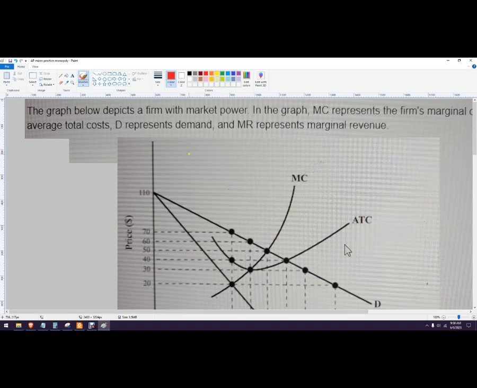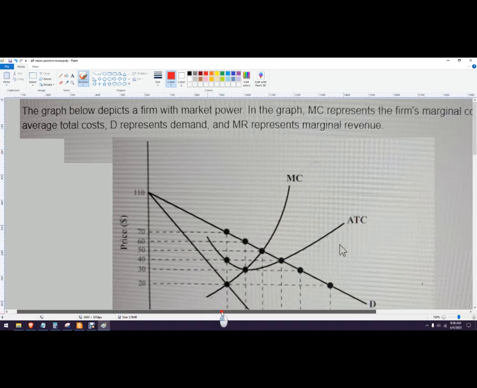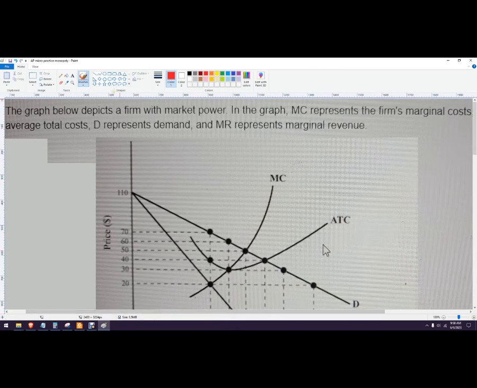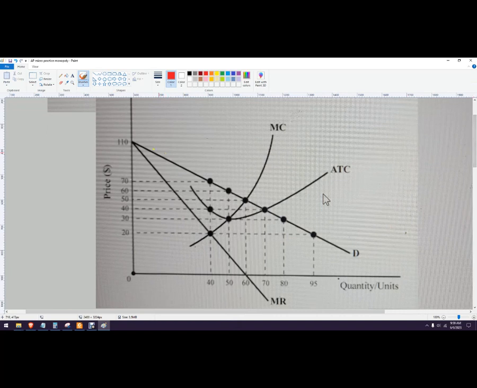In this problem, I got an AP Micro practice problem sent to me. If you just look at it, we can tell it's a monopoly. We've got a downward sloping demand curve. Inside of that is marginal revenue, which is a function of the change in the total revenue function, which comes from multiplying price times quantity along that demand curve. So let's answer the questions here that we're going to run into.